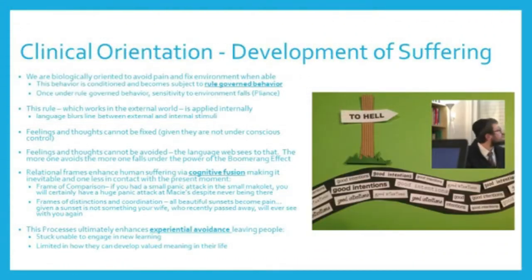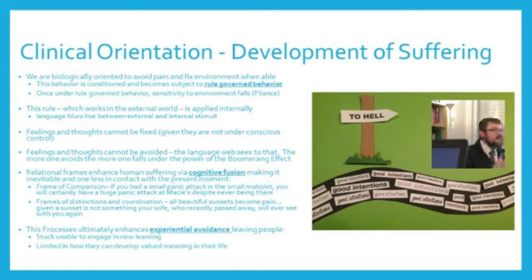So what does all of this mean clinically? These are a lot of really cool ideas, but what's the outcome of all this? Taking into account all this data, this is how ACT and RFT describe the development of human suffering. We're all biologically oriented to avoid pain. We don't like it. We are avoidance machines, always.